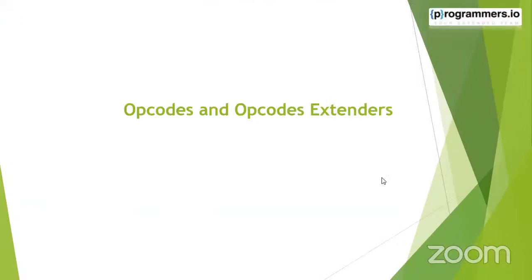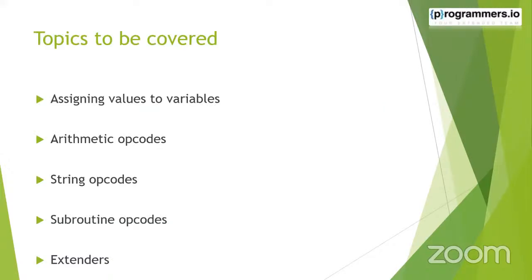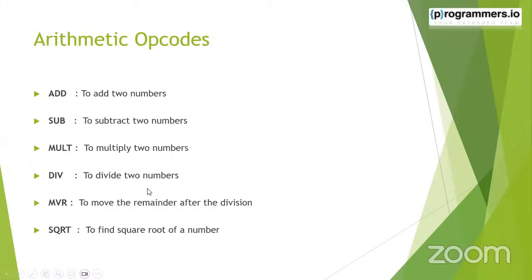So today we have the session on opcodes and opcode extenders. Basically, opcodes are used to do particular operations on variables. The topics we are going to cover are assigning values to variables, how we can assign the values to a particular variable, what the arithmetic opcodes are, different string opcodes, how we use subroutine opcodes, and the opcode extenders. First we will start with arithmetic opcodes.